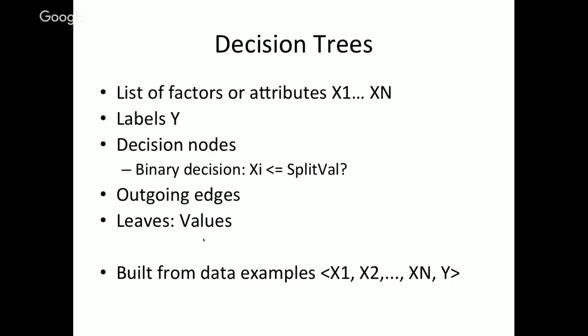And there are 2 kinds of special nodes. There is the root node, which I forgot to mention here, and also leaves. So when you finally reach a leaf at the very end, that's the value that you're trying to predict. The root is the first node at the very top that you start at when you're trying to make a decision. And we build these decision trees from data examples. And again, we have each row in our data is a set of x's and a y.